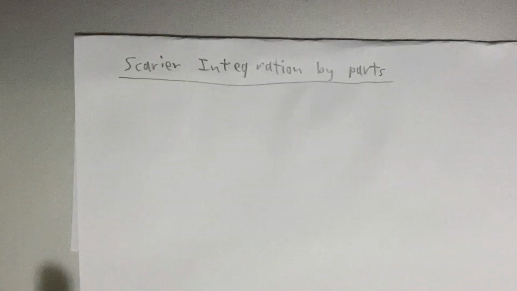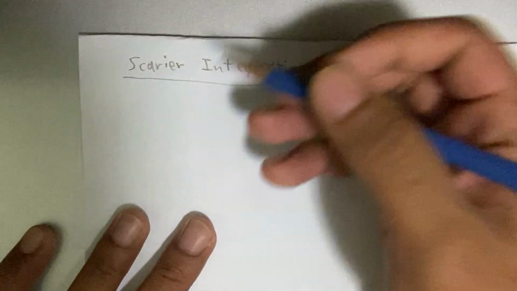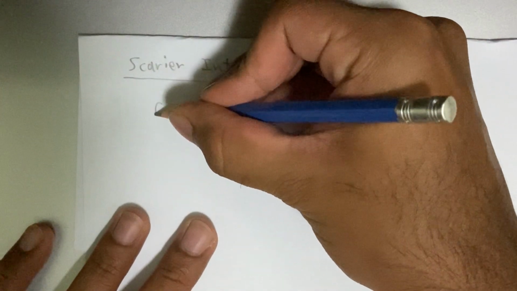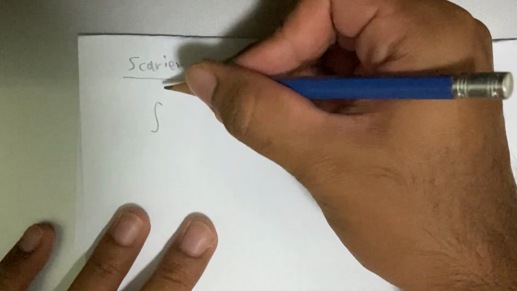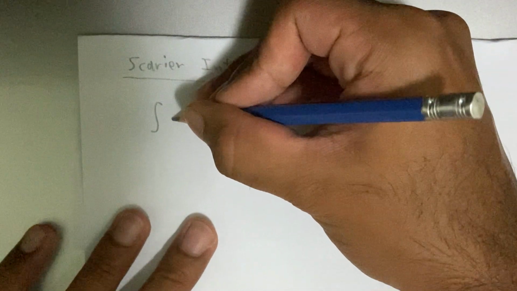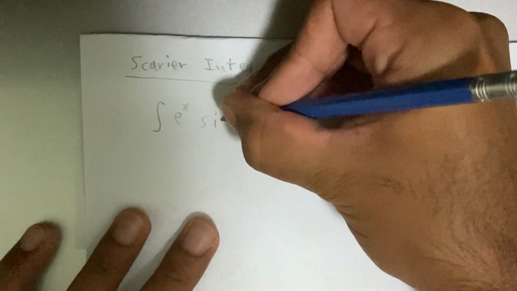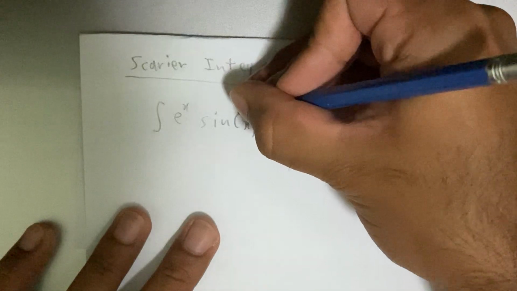Hi, today I will discuss scarier integration by parts, so integration by parts that are more complex than the usual problems. And for this, we will look at one such example, which is the integration of e to the power of x sine x.